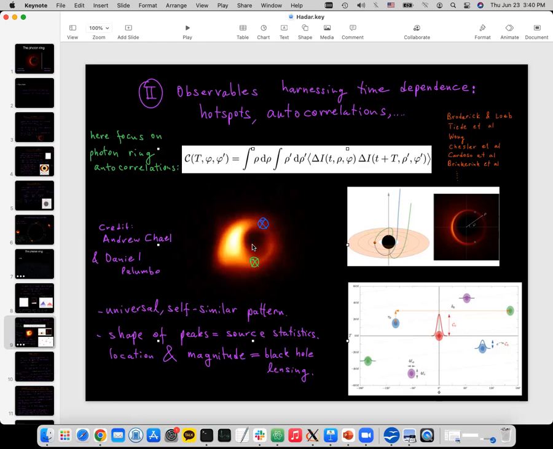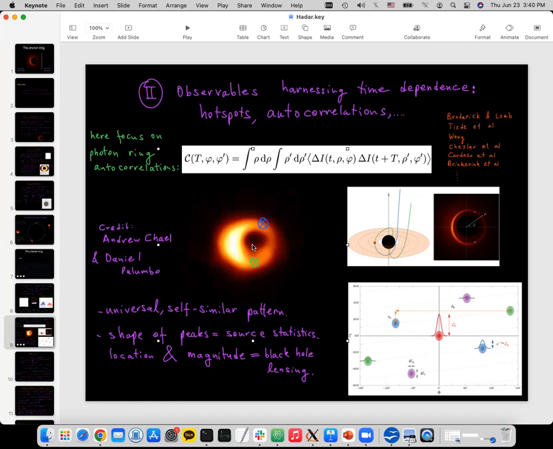So this is the observable that I'm talking about here: the 2-point function of the fluctuations of the intensity on the screen. So I'm looking at 2 points on the screen at different times, at a time separation between t and t plus big T, and at two different angles, varphi and varphi prime. And I'm also integrating over the direction perpendicular to the ring here. So I'm thinking about this just as a ring, which has a phi coordinate and a t coordinate, and we're looking at this 2-point correlation of the fluctuations.